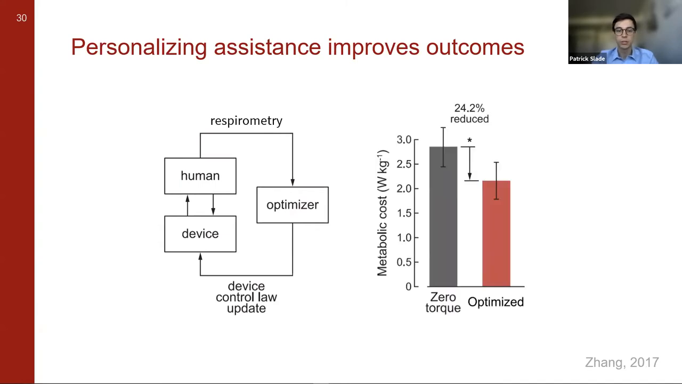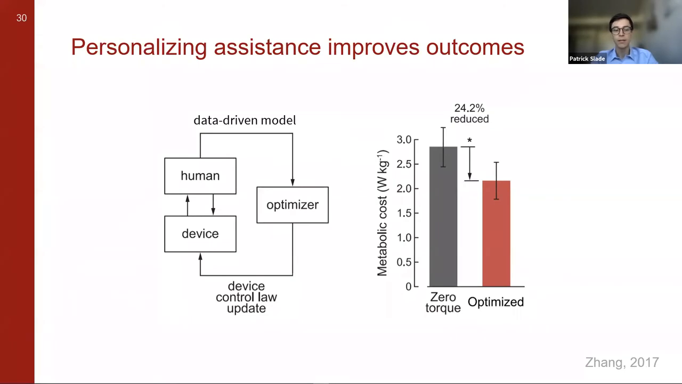So this optimization has shown really big benefits. And so this is an idea that was presented in Steve Collins' lab a couple years ago and has been quite revolutionary in this field and others, where if we're trying to assist someone, why don't we just directly optimize for the thing we care about, which in this case is metabolic cost or the energy that they're expending while walking. And so this previous work showed that just with one exoskeleton on one leg, we could find a 24% energy reduction compared to the exo turned off, which is really cool.